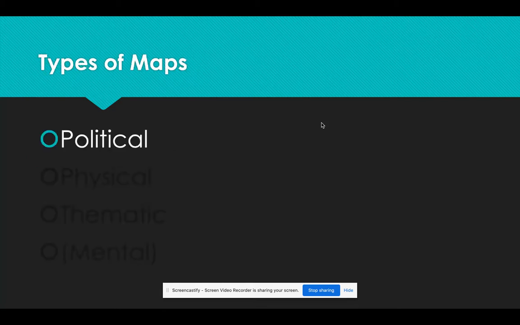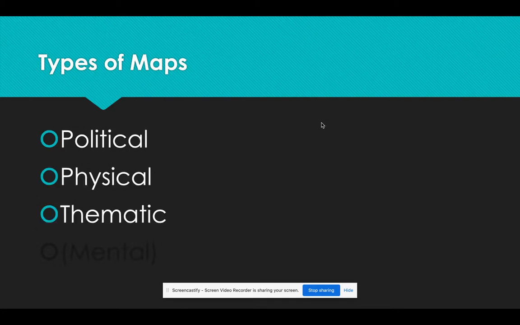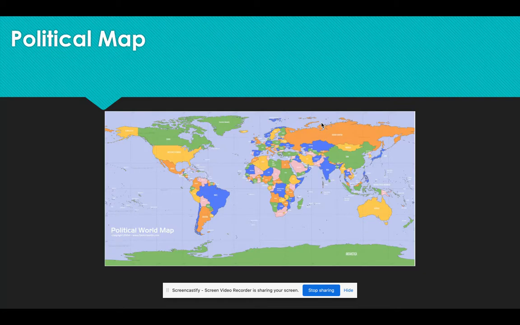So different types of maps. There's three key types: political, physical, and thematic. And the fourth type is a mental map. When you're picturing a map in your head, that's a mental map. So those aren't always accurate, but as you progress through this class more and you become more familiar with the world as far as continents and oceans and countries and states and then just physical features, your mental map will begin to develop and you'll have a better picture of the world as a whole in your head. So we'll go through each of those.